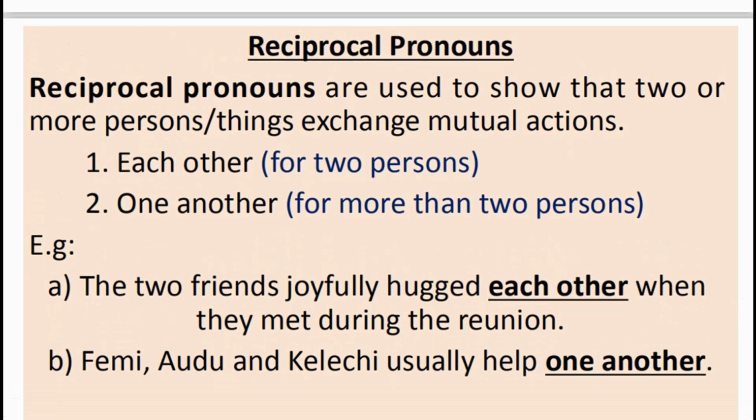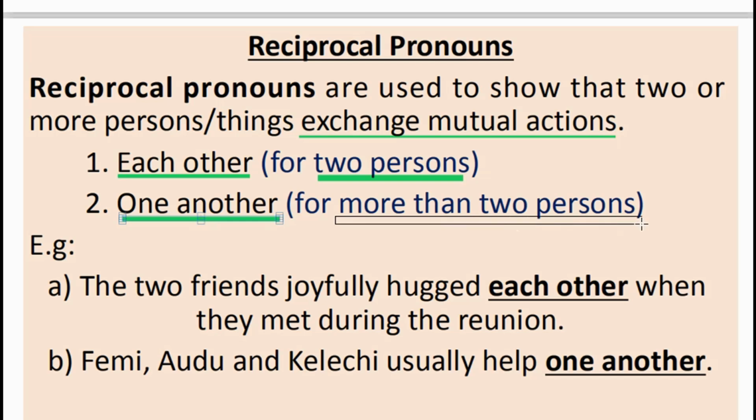Reciprocal pronouns are used to show that two or more persons or things exchange mutual actions. Exchange of mutual actions means that what I do to you, you do same to me. It is like a give and take thing. We have only two reciprocal pronouns in English. The first one is each other, which we use for two persons or things. And the second one is one another, which we use for more than two persons.